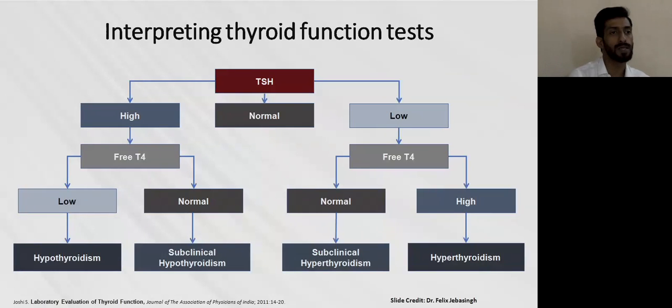Okay, now how do we put this thing together? In a simple way, this is how we would put it. The first thing that we're going to do for everybody is TSH. TSH can be high, normal, or low. Once you have your TSH, then you check your free T4 concentrations. If you have a TSH that is high and a free T4 that is low, it is hypothyroidism. If you have a high TSH and a normal free thyroxine concentration, then it is subclinical hypothyroidism.